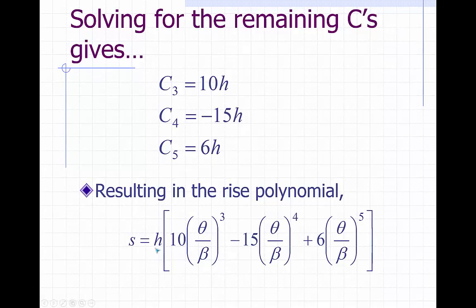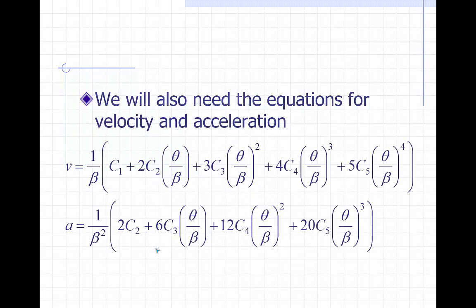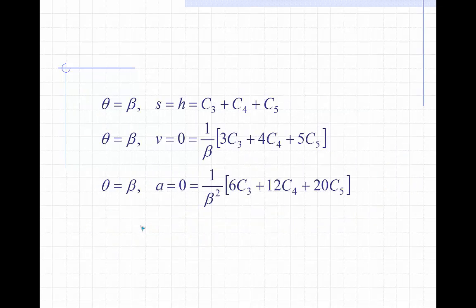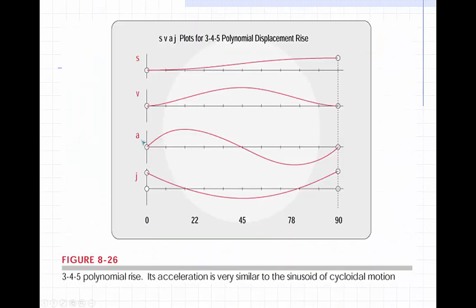And of course, we can also get our velocity, our acceleration, and our jerk equations by differentiating this position equation, or simply by plugging in these c values to the equations that we had here for velocity, here for acceleration. And of course, we need one more derivative for our jerk equation. When we plot our result, we get the following for our rise.